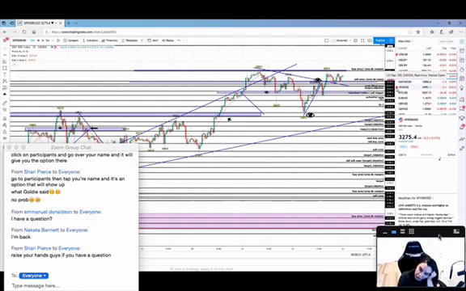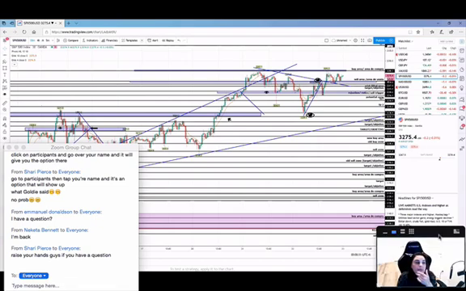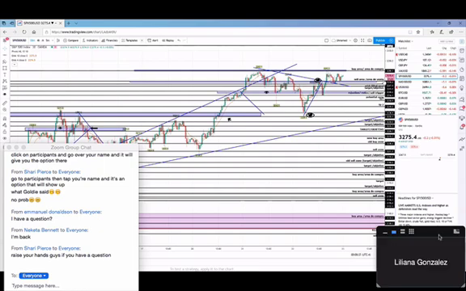Like 15 to 30. If it's a slow moving pair, it's slower. If I get a pair that moves a little bit faster, like the GBP pairs, I'd do them on either the 30 or the 1 hour. 30 or 1 hour. Okay.